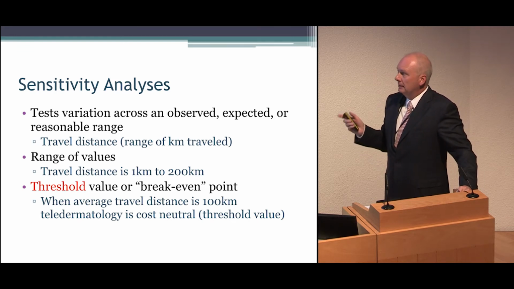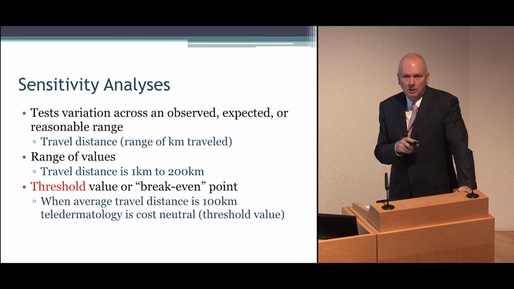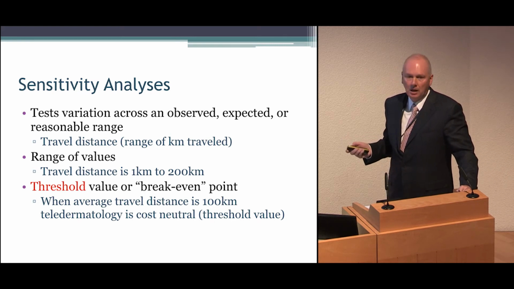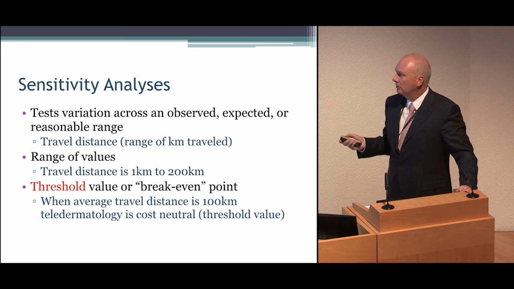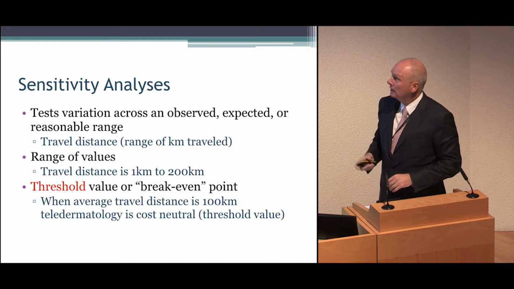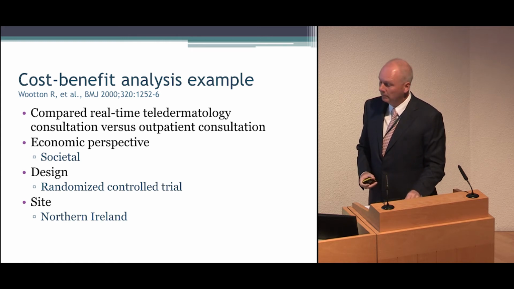So your sensitivity analysis might tell you something like this. Teledermatology would be the more costly alternative until the travel distance is 100 kilometers, at which point it becomes cost neutral. And that 100 kilometers would therefore be the threshold value. So that's the idea behind a sensitivity analysis. All right, with that, let me turn to some examples from the literature.